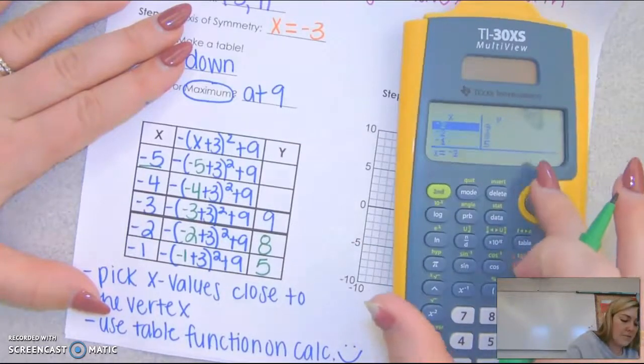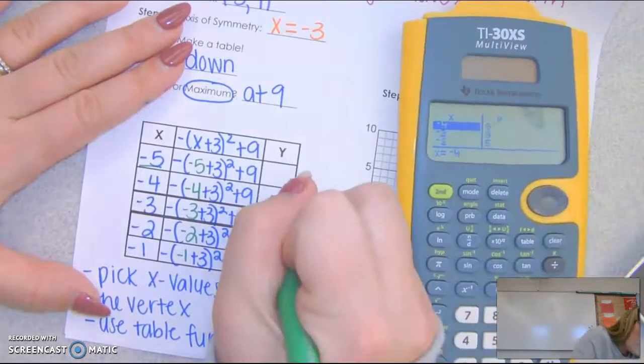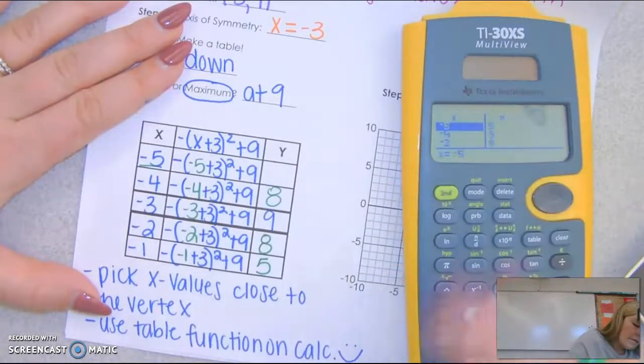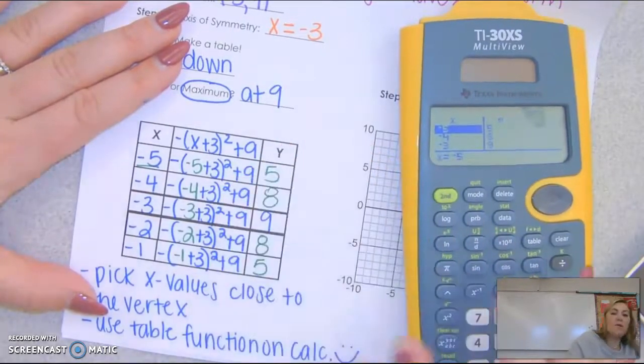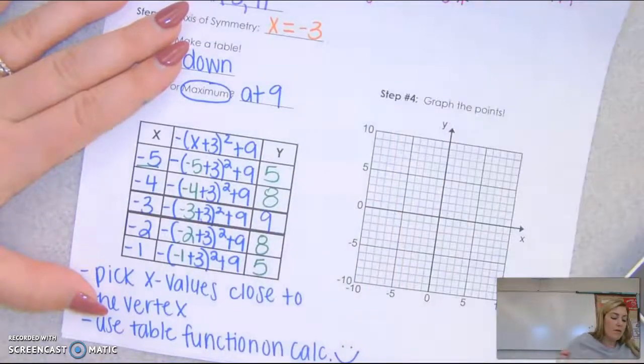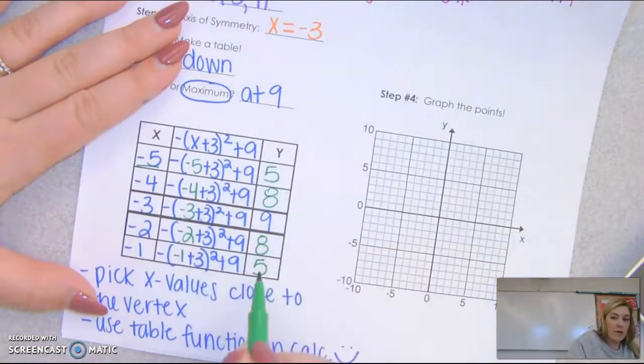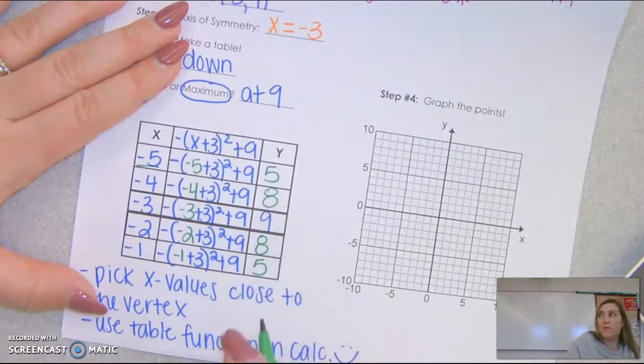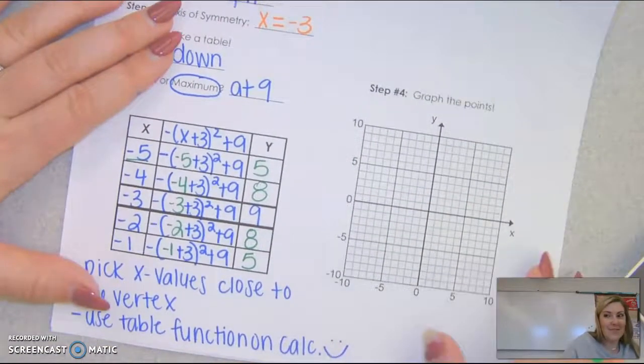And we're going to go up. At -4 we have 8. And at -5 we have 5. And we know that this is right because our first term and our last term match, and then our second term and our fourth term match. So that's how we know we did it right.